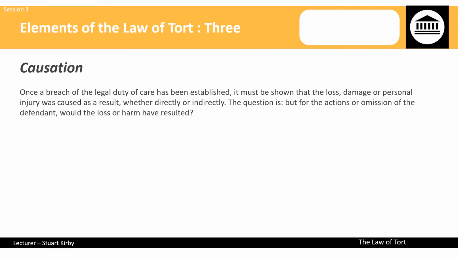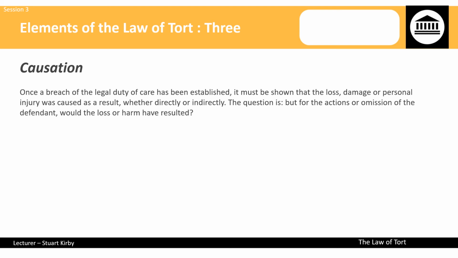So let's take a look at the third element of the law of tort, that's causation. Once a breach of the legal duty of care has been established, it must be shown that the loss, damage or personal injury was caused as a result, whether directly or indirectly. The question is, but for the actions or omissions of the defendant, would the loss or harm have resulted?